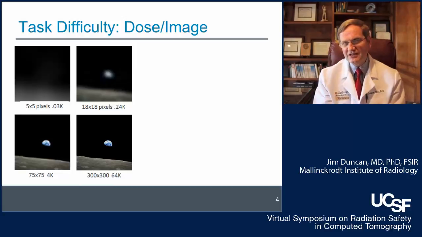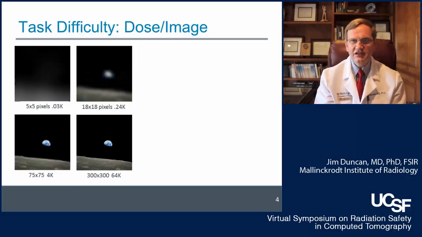Dose per image. So I like to think of how much information is embedded in the image, and I've manipulated an iconic image to really remove some of the information. So most audiences will recognize this image at 75 by 75 pixels. Clearly 300 by 300, it's sharp. There's not much reason to go any higher than 300 by 300, and actually some audiences will recognize this image at 18 by 18, but I think very few recognize it at 5 by 5.